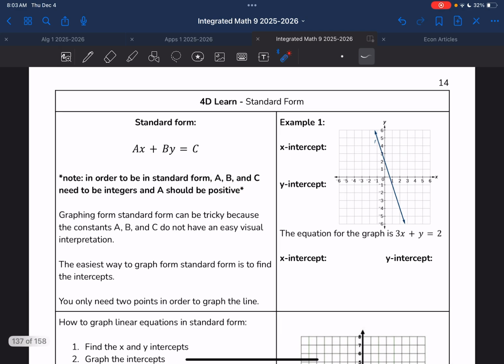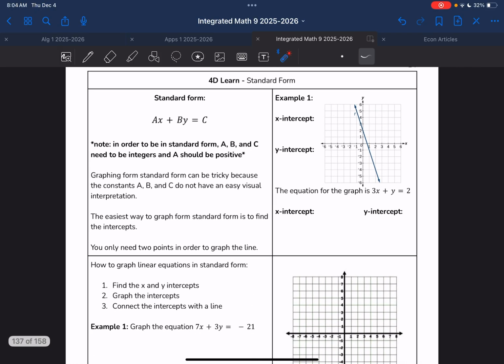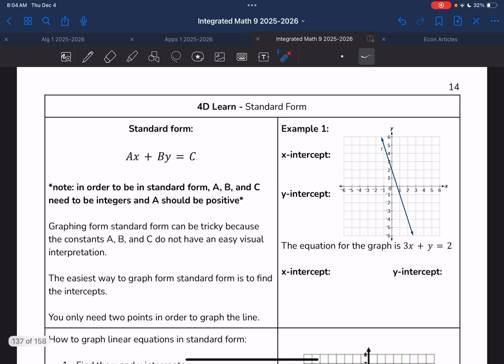So one way you can graph this is you can solve it for y. You can subtract the ax over and then divide by b, and you will get a slope-intercept form equation. You'll get practice with that on the Delta Math. But sometimes they'll give you a challenging slope to work with, where it might actually be faster to graph it a different way. So that's what I'll show you here.